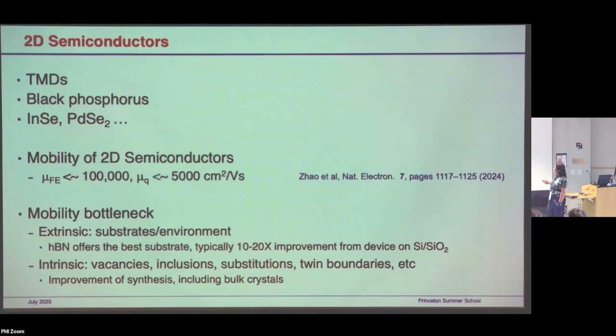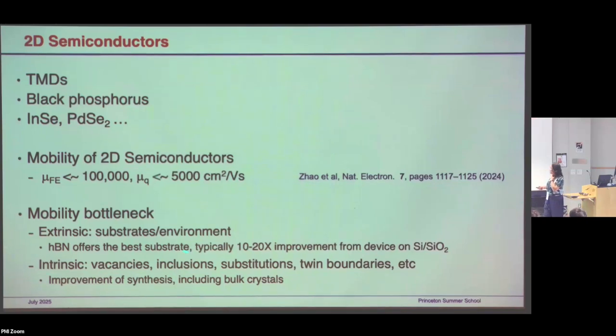If you read something in the literature, say they claim certain mobility values, say 50 or 100, when it's on silicon oxide, then you make the same device on hBN. Typically, what we find is that you can expect about a 10 to 20 times improvement over the performance of silicon oxide.